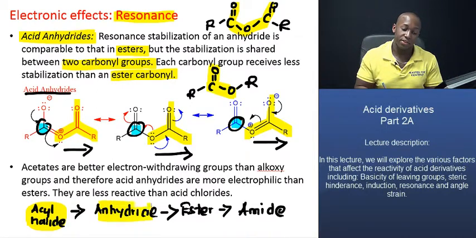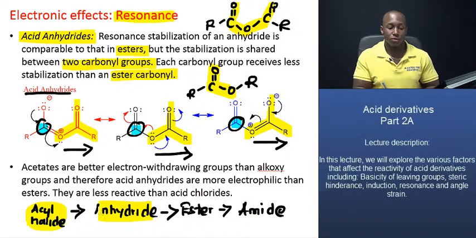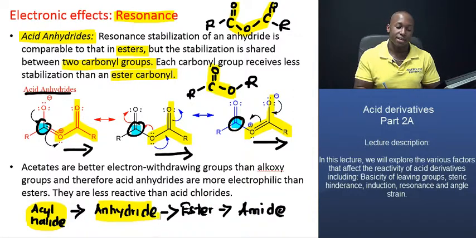So in the case of an anhydride, you do have some resonance stabilization, but not as much as is the case in esters or amides. And you also have some degree of inductive electron withdrawal because of that carboxyl group, as you can see right there. That is why anhydrides are second on that list.